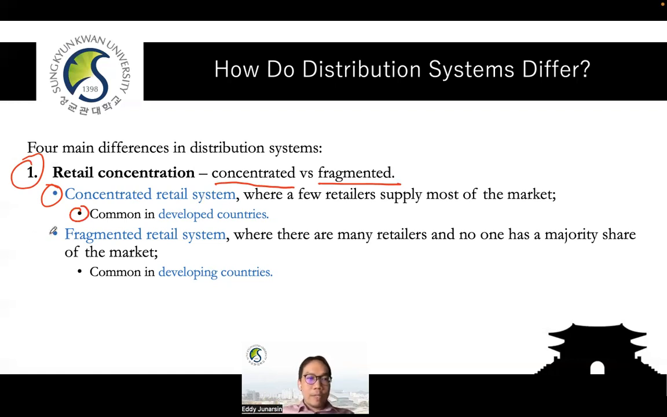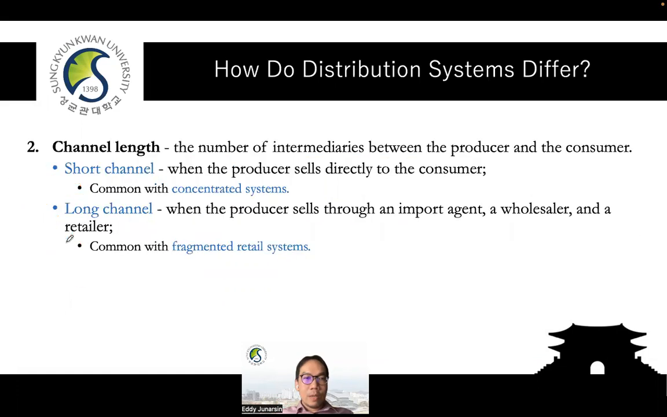On the other hand, we might have this kind of fragmented retail system. There are many retailers, small, medium, some big ones as well. According to research, this is more common in developing countries, more fragmented at the retail system. So what about the channel length?